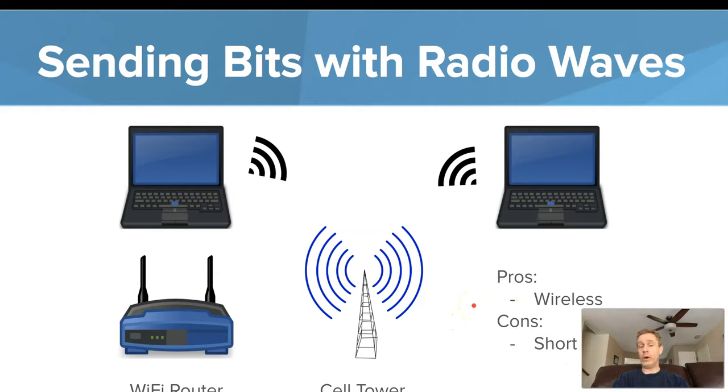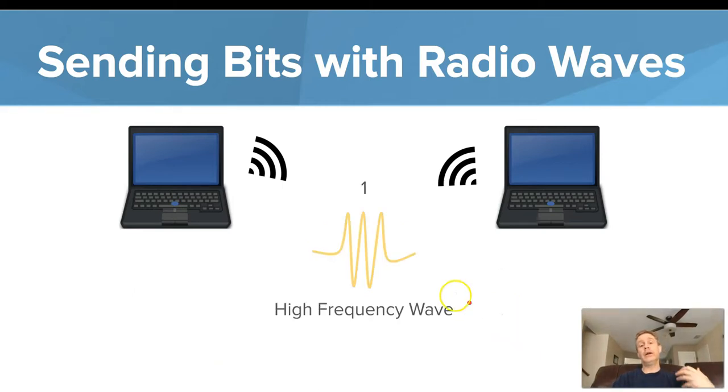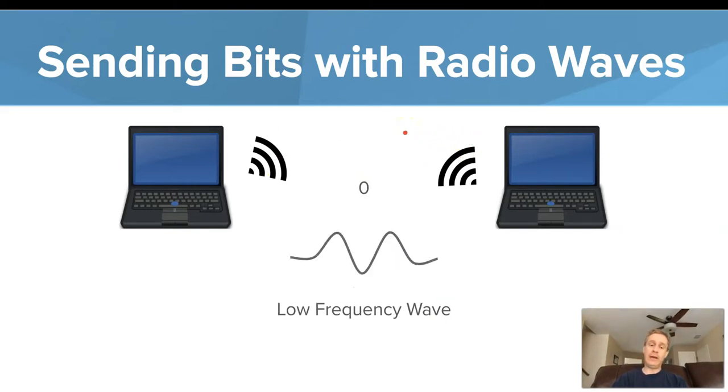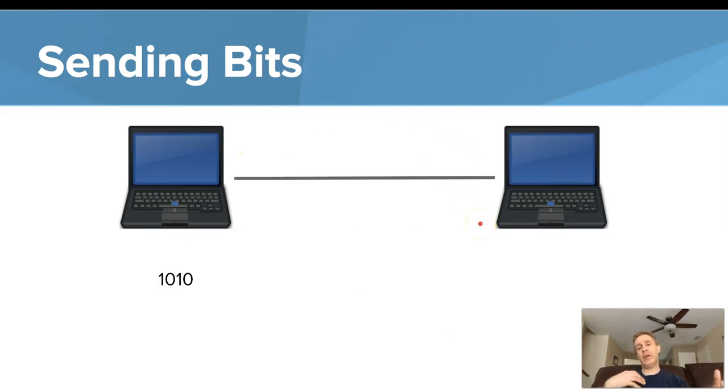So how does a radio wave send a one or a zero? Well, in a similar manner to electricity, we send a high frequency wave when we want to send a one using radio waves from one computer to the other, and we use a low frequency wave to send a zero from one computer to the other. So that's the three different ways that we send information, I should say send bits, from one computer to the other. Now let's look at this in a little bit more detail, because there's something else that has to occur to successfully transfer or send those ones and zeros.